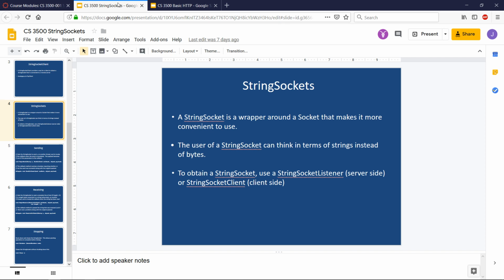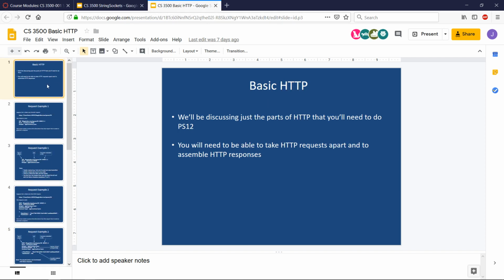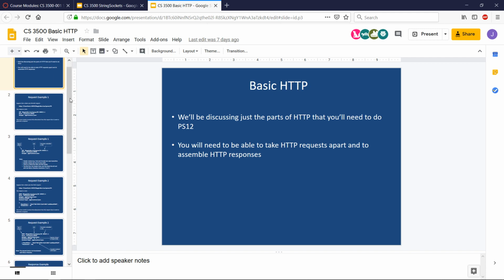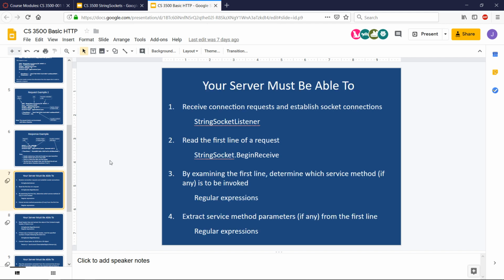work with. And then the other thing is to be sure to review these slides, basic HTTP, which talks about what you need to know about HTTP, but it sort of ends with a step-by-step of what your server has to do, sort of end-to-end. So be sure to review these slides too if you have questions.